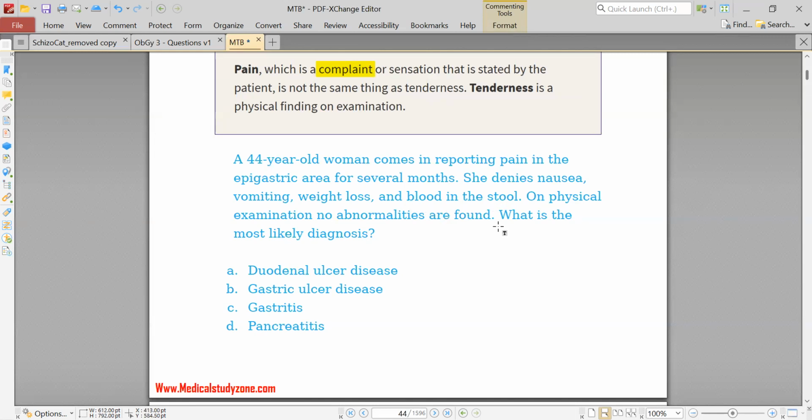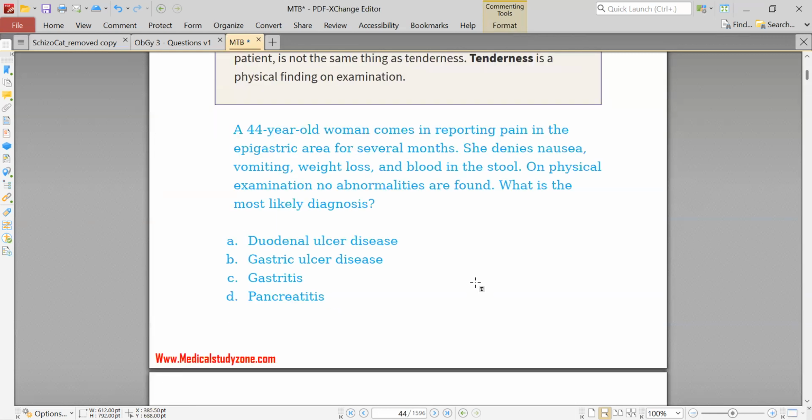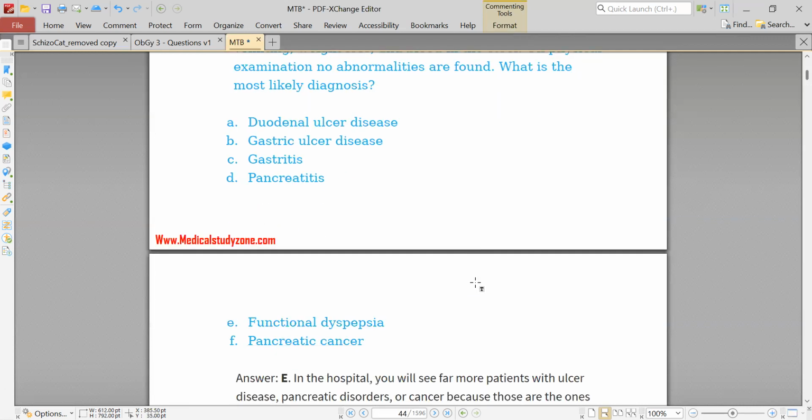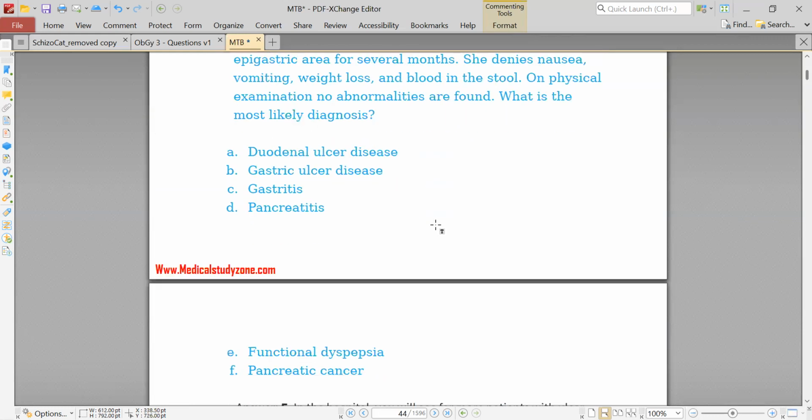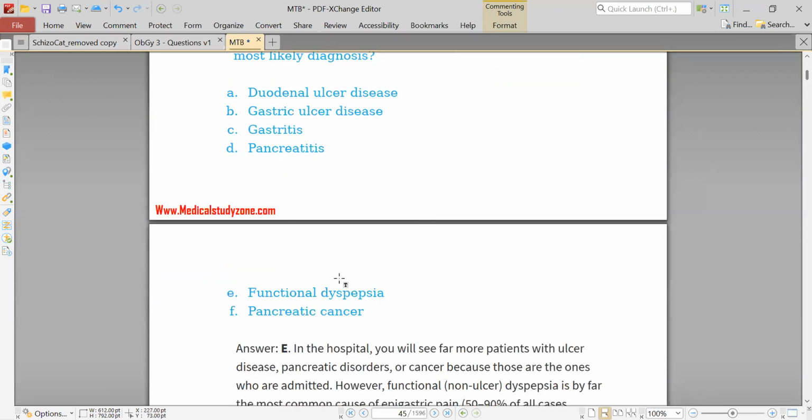Physical examination, no abnormalities are found. What is the most likely diagnosis here? Epigastric pain, for several months. She denies nausea and vomiting. On physical examination, no abnormality. Just chronic, so it means chronic epigastric pain. So what is the reason for chronic epigastric pain?